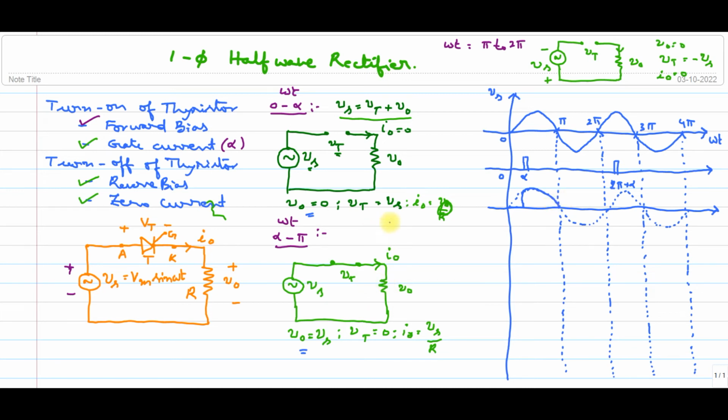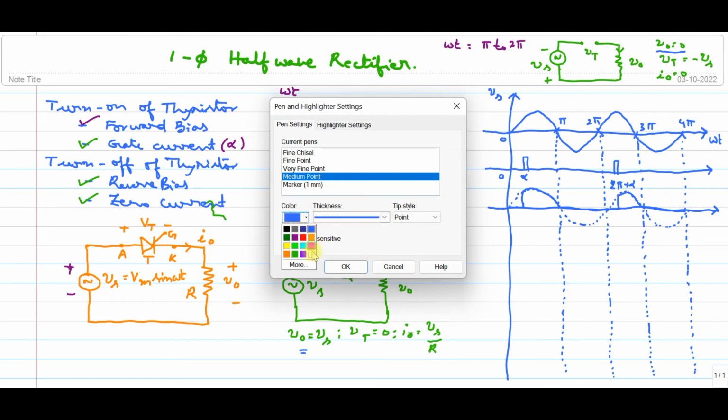Next, from pi to 2 pi, what will happen to V naught? V naught is 0. So again, V naught is 0 from pi to 2 pi. Later the same cycle starts again. From 2 pi to 2 pi plus alpha, V naught is 0 up to this part. Again it will continue like this. I can draw with another color also. Let me show you clearly.